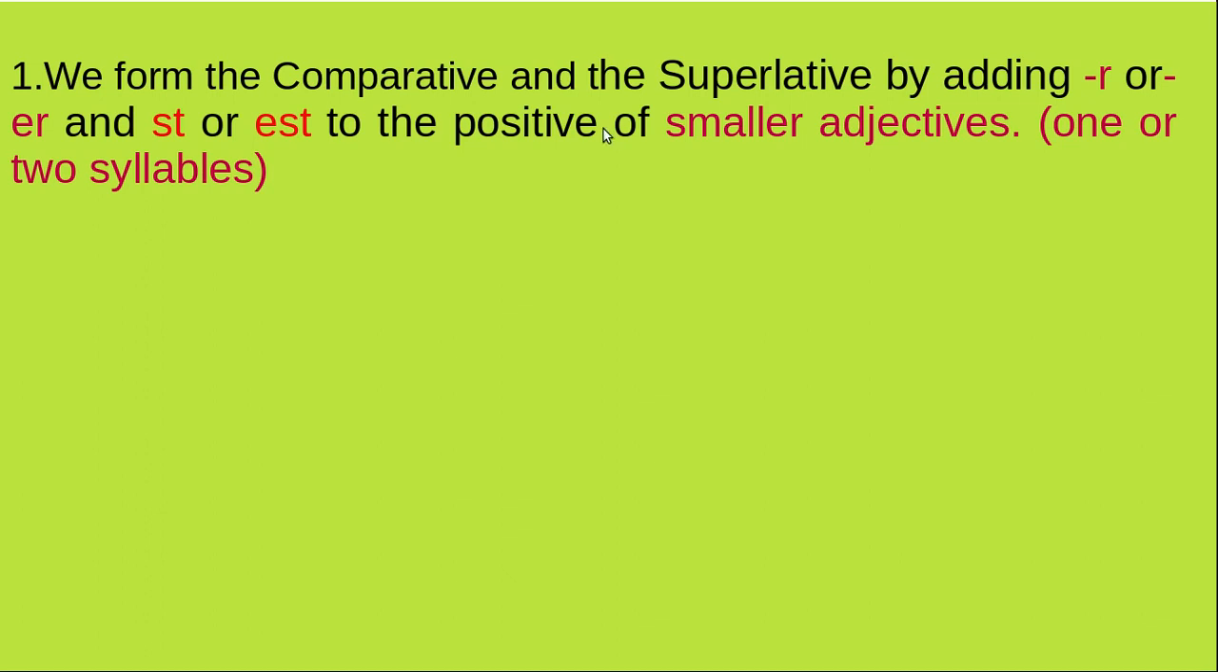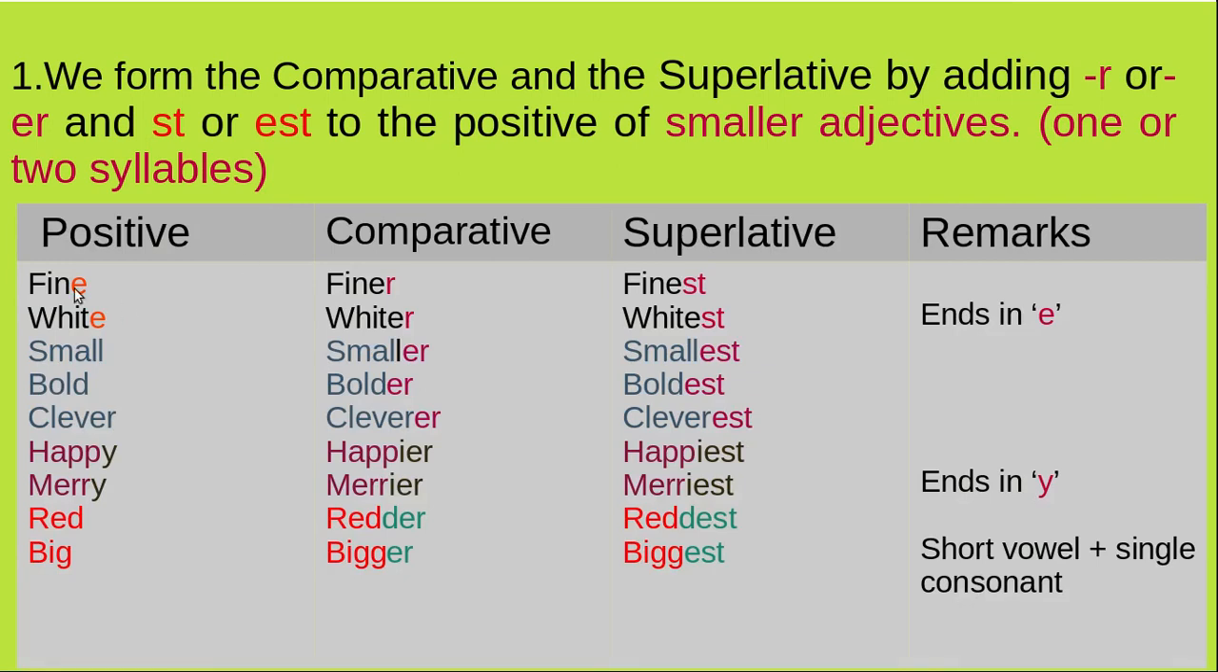I will give you examples and explain where we can put r only and where we have to put er. Just like, okay, let us see. Fine. See, here the last letter is E, it ends in E, right? Then we have to put only r: finer, finest. If the word is small and it ends with E, you simply put r to form the comparative degree and st to form the superlative degree. Very clear? Right, just like that. The same case with white, whiter, whitest.